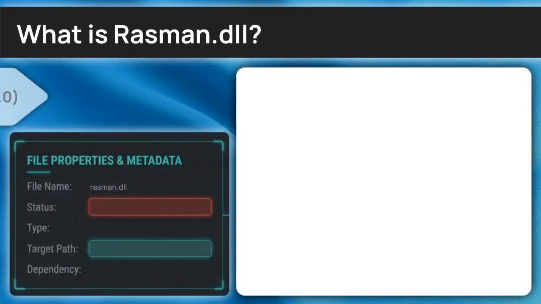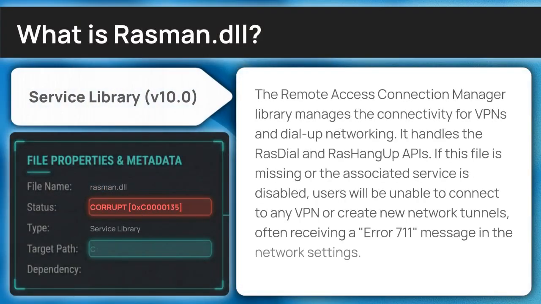This is the Remote Access Connection Manager. It manages the connectivity for VPNs and dial-up networking. It handles the RasDial and RasHangUp APIs. If this file is missing or the associated service is disabled, users will be unable to connect to any VPN or create new network tunnels, often receiving an error 711 message in the network settings.